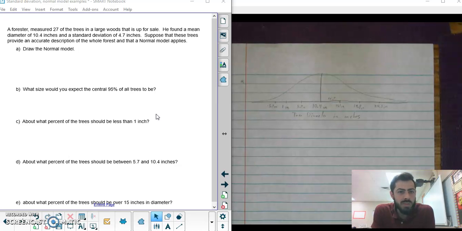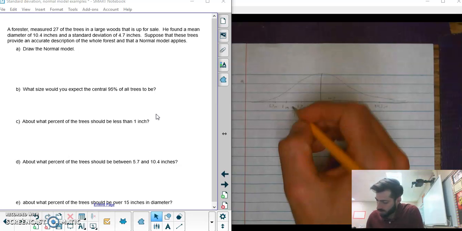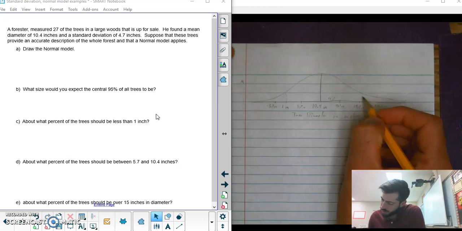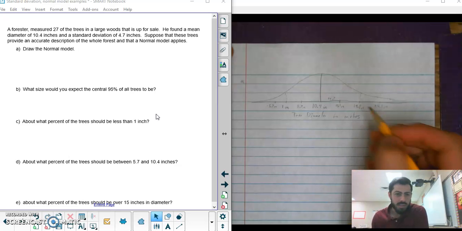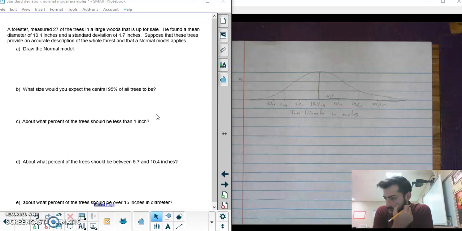Part B. What size would you expect the central 95% of all trees to be? So this is why it's a good idea to go through and do this. So 95% is 2 standard deviations. Remember our, what do we call it? It's the 68, 95, 99.7 rule, the empirical rule.